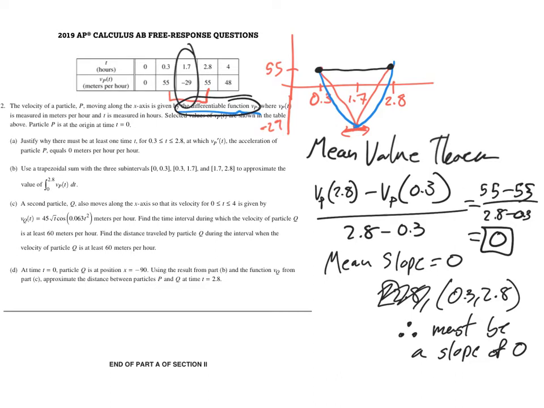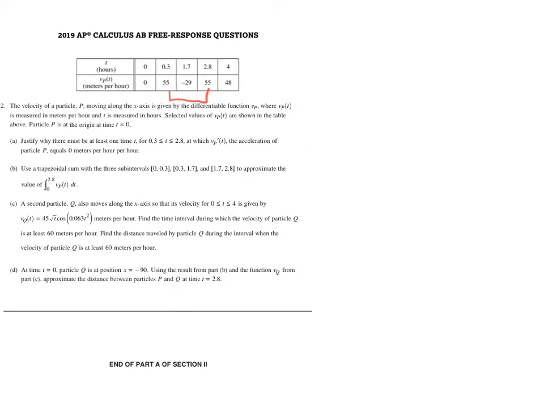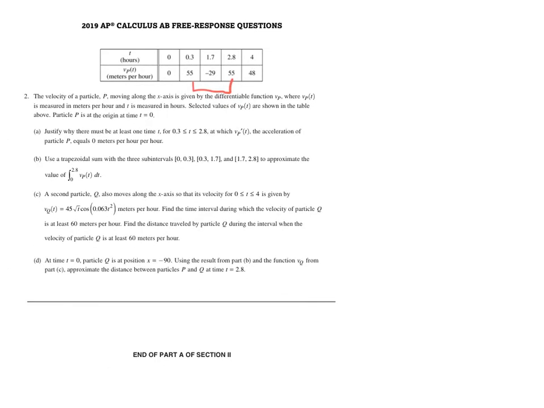Okay, let's move on to part B. Just erase all that. So part B now says, use a trapezoidal sum with 3 subintervals, 0 to 0.3, 0.3 to 1.7, 1.7 to 2.8, to approximate the value of the integral from 0 to 2.8. Okay, remember, it is saying just these 3 intervals, so this is very important.